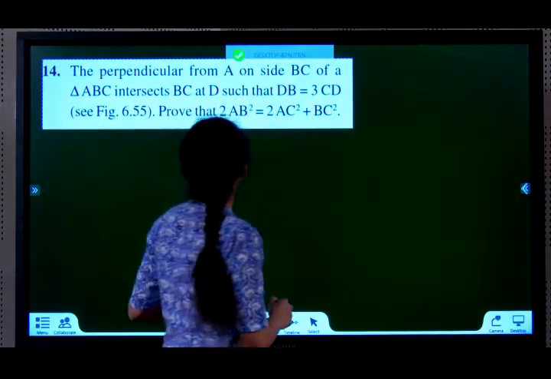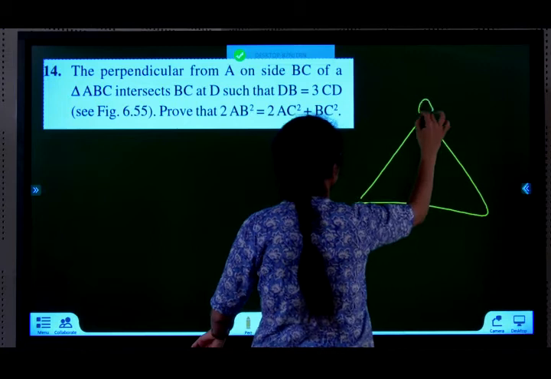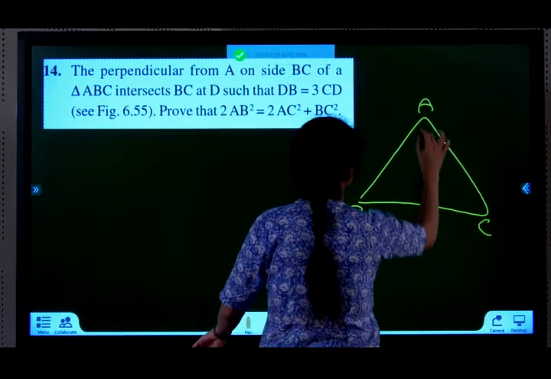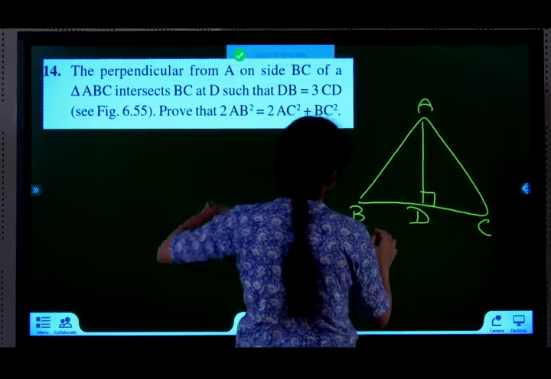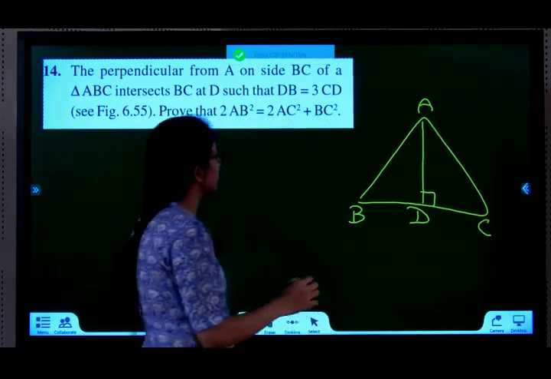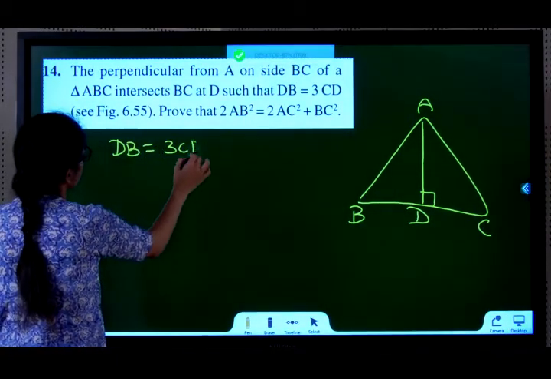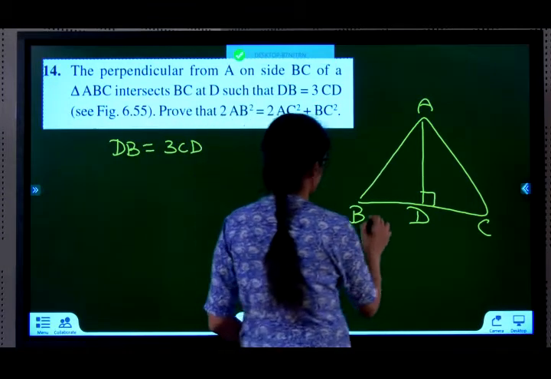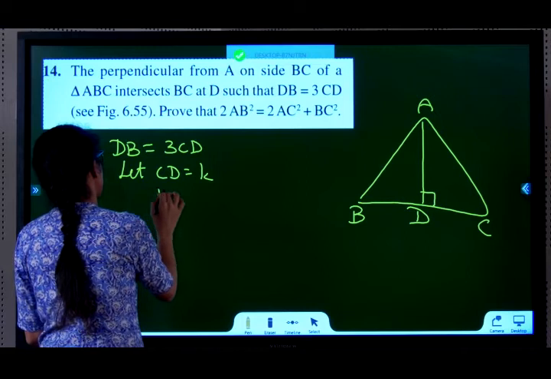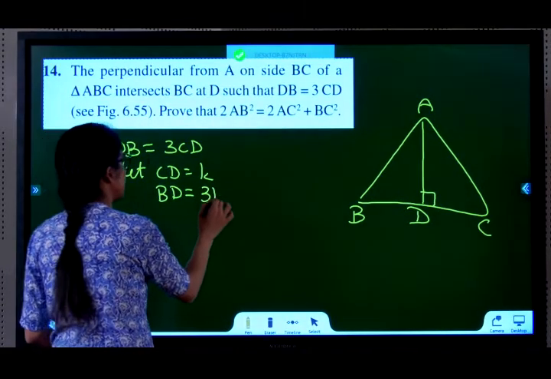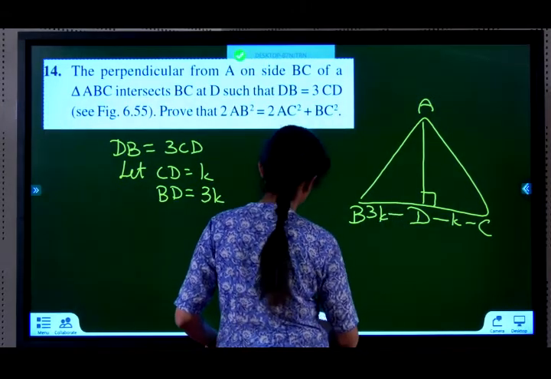The perpendicular from A on side BC of a triangle ABC intersects BC at D such that DB is equal to 3 times CD. DB is equal to 3 times CD. So if CD is K, BD is 3K. So this is K and we can say this is 3K.